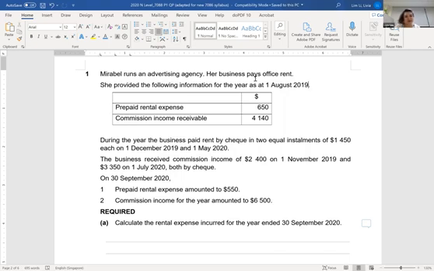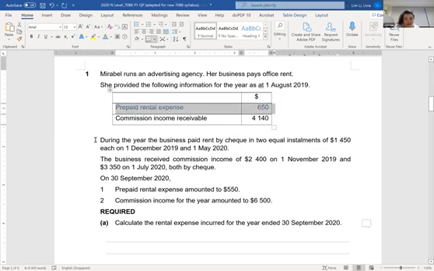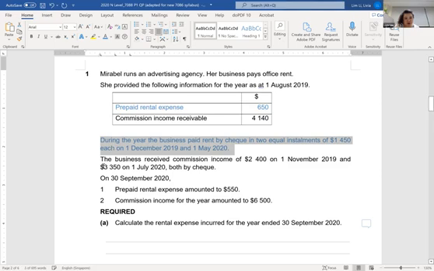During the year, the business paid some rent by check in 2 equal installments, and the business also received some commission income on these 2 days, both by check. And on the last day of the year, they had some prepaid expense and some commission income for the year. So the first thing they ask you is calculate the rental expense. So I'm going to highlight everything that is rent in blue so that I don't get confused.